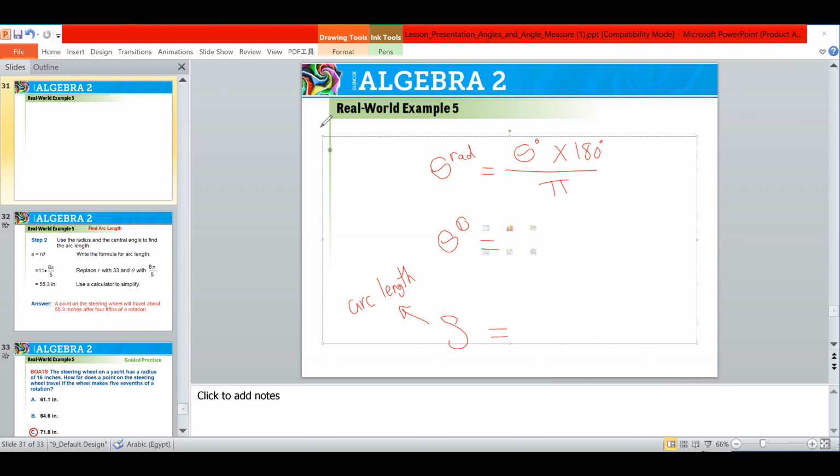Okay. The second rule. Can you say the second rule? I have theta degree, or I need to change from theta rad to theta degree. Equals what? It's theta rad, multiplied by pi over 180. Excellent. Thanks, Nawaf.